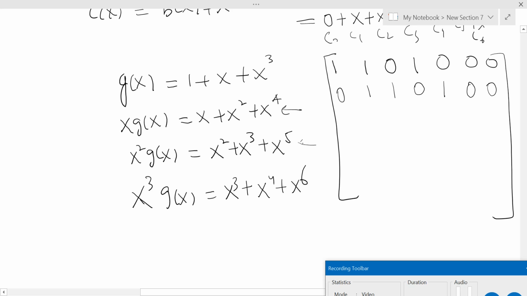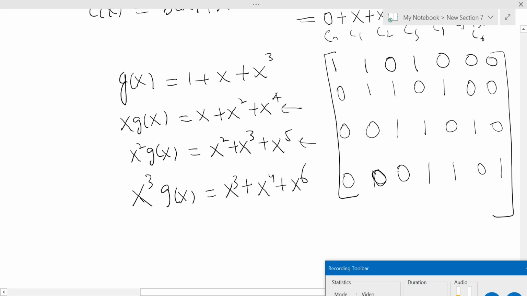Then in the third row, constant C0 is missing, C1 is missing, and then the x square term is there, x cube term is there, x to the power 4 is missing, 5 is there, 6 is missing. Then finally, constant term is missing, first degree term is missing, second degree term is missing, cube term is there, 4th degree term is there, 5th term is missing, and then 6th term is there. So this will become the generator matrix.